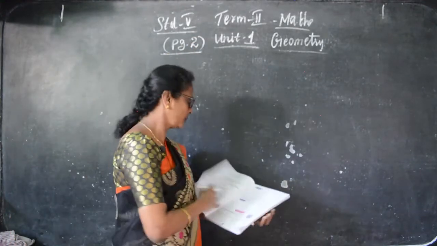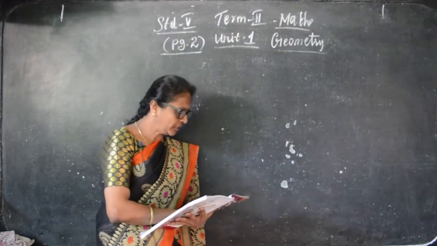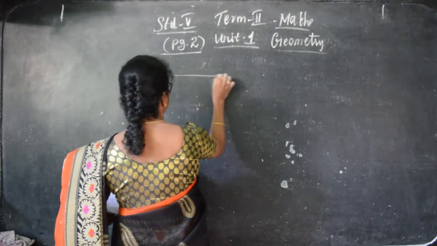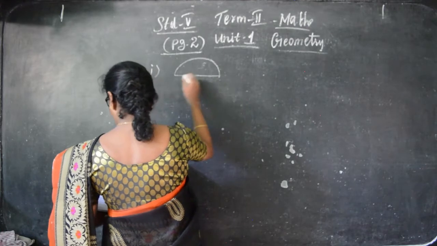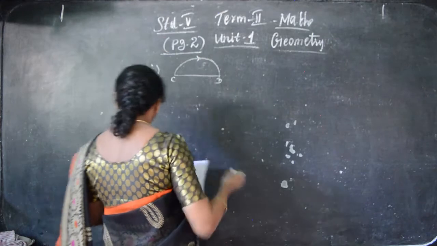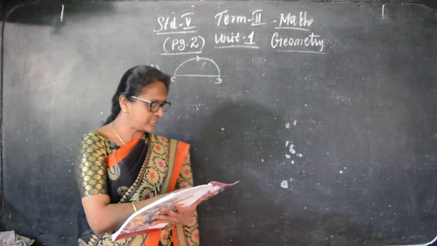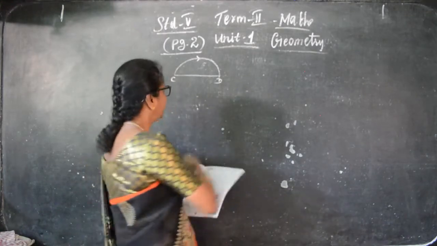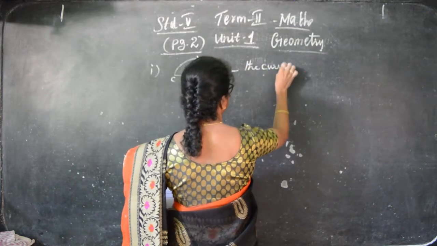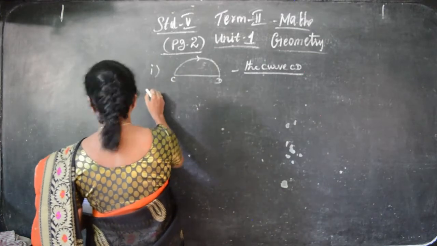Page number 2. In this, we are going to see about choosing the correct alternative. Here they have given the diagram, a semicircle like this, and in this C and D. So here they are given, the shortest distance between the point C and D is the segment CD or the curve CD. They have given the choice. The answer is curve CD, not the segment CD.